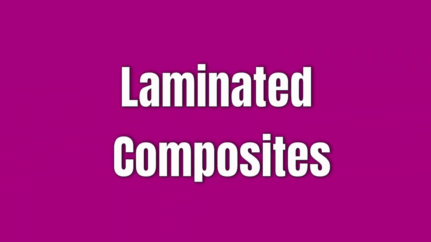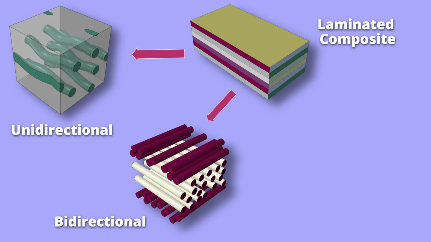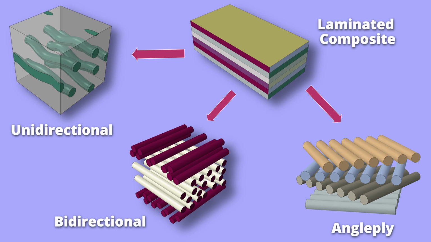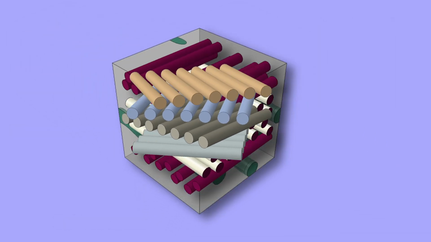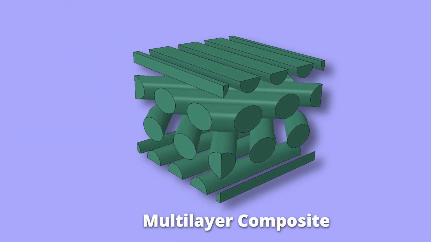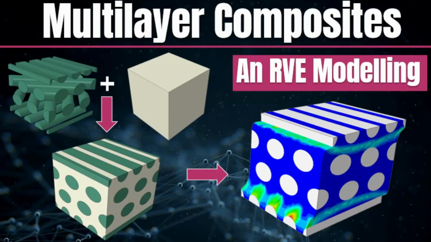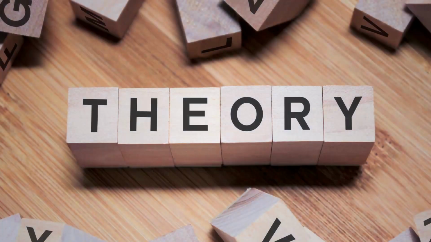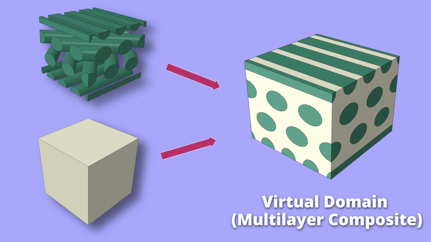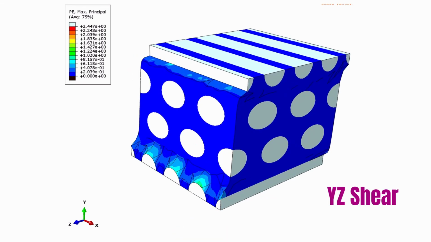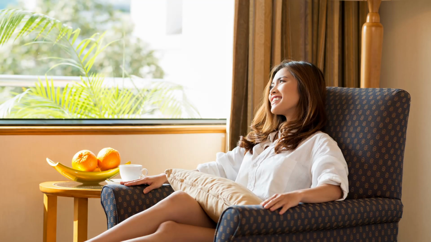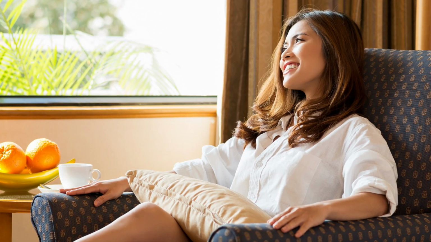Laminated composites can be unidirectional, bidirectional, or angle plies. One may also want to model a combination of these three in what is called a multi-layered composite. In this video, I will show you how to model multi-layer composites, beginning from the theory behind their design, the creation of their virtual domain in ABAQUS, and also simulation of the uniaxial and shear deformations. So let's sit back and relax as we get started with this modeling.